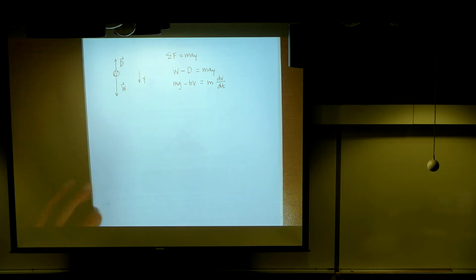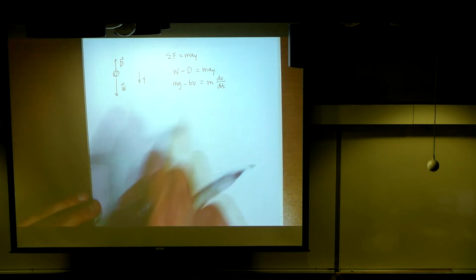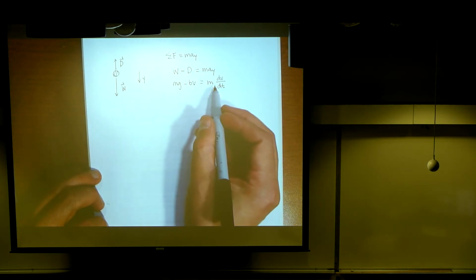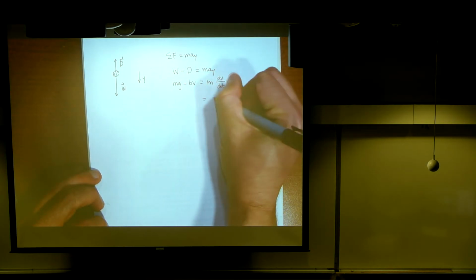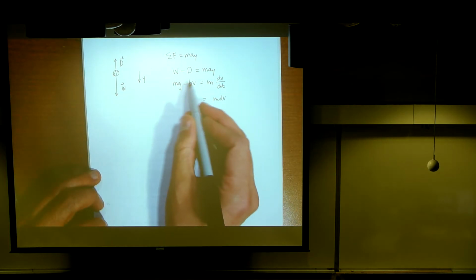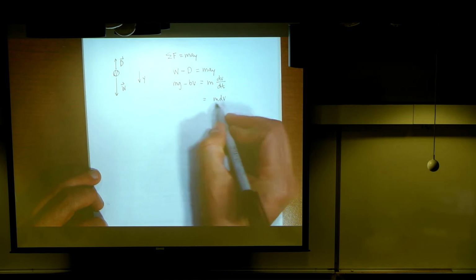I'm not going to go all the way into this, but I'm just going to take one more step here. When you have an equation like this, you can separate things out. So I have on this side m times dv, and then I'll divide this whole thing out to put it on the bottom down here.